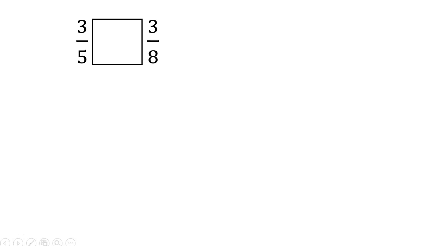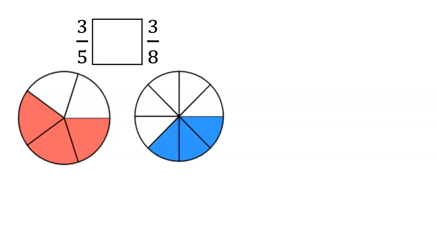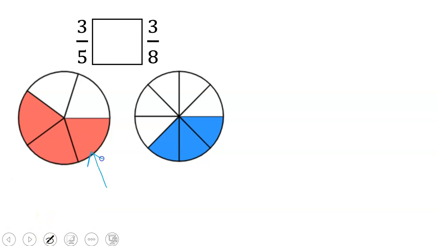We are comparing 3/5 to 3/8. So first take a circle and divide it into 5 pieces. Then take a circle and divide it into 8 pieces. And we're going to think about the fact that the 1/5 slices are larger than the 1/8 size slices.